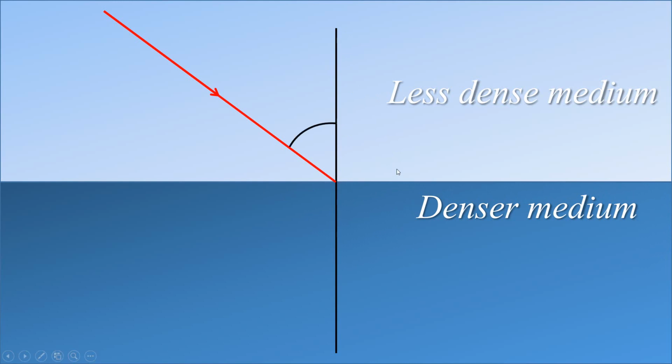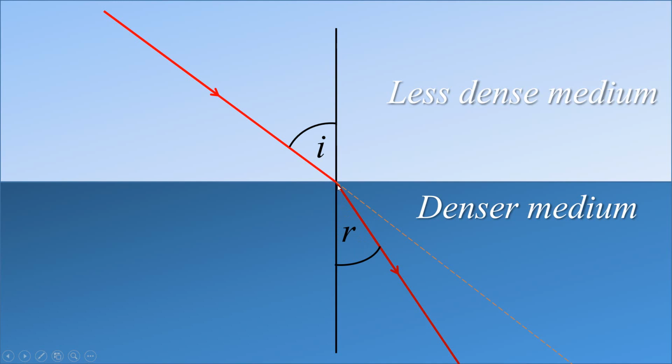The angle between the normal and the incident ray is always called i, the angle of incidence. Now look at what happens. Because the ray is moving from a less dense medium to a denser medium, what did we say happens? Does it bend towards the normal or away from the normal? Yes, it bends towards the normal. So instead of proceeding in this way, which was the original direction, you see, it has bent, and it created an angle here, which we're calling the angle of refraction.